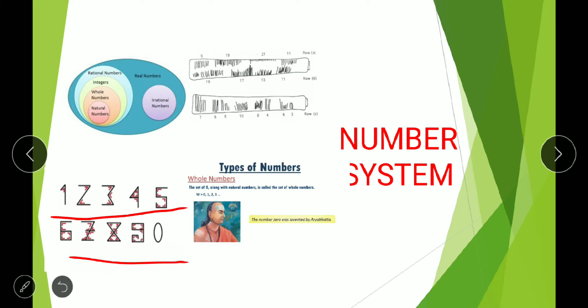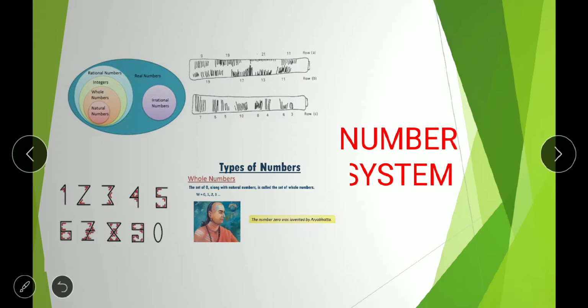It goes on endlessly. But this number system was invented by our great astronomer Aryabhatta. Before the arrival of this number system, our ancestors used only markings like these to represent numbers. So the number system consists of real numbers, rational numbers, integers, whole numbers, natural numbers and irrational numbers.